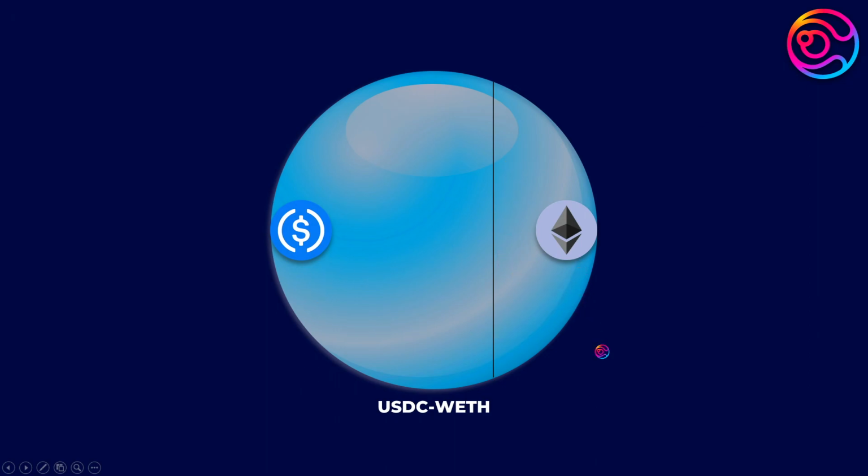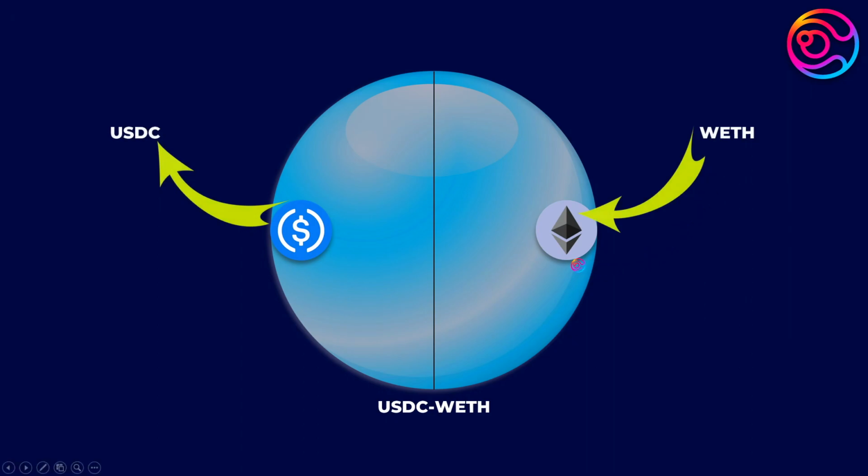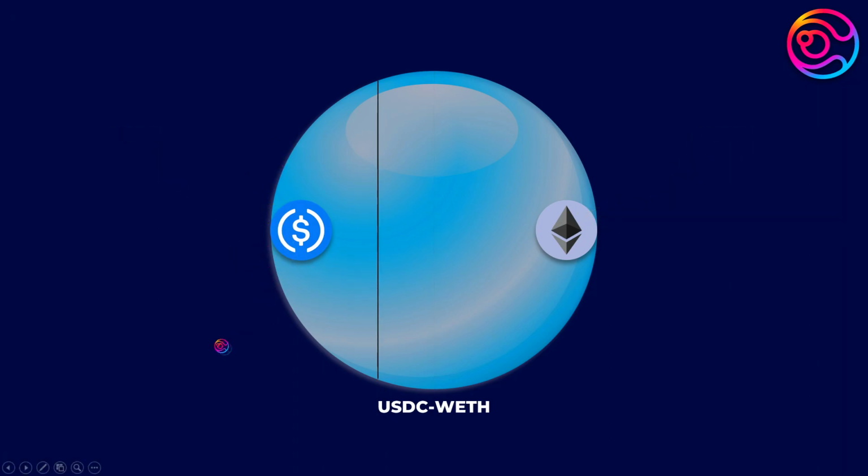Similarly, let's say I want to sell WETH to your pool. I would give you WETH in exchange for your USDC. This means that the amount of USDC in your pool will decrease, and the amount of WETH in your pool will increase. Now let's consider these dynamics as the price of WETH is rising and falling.